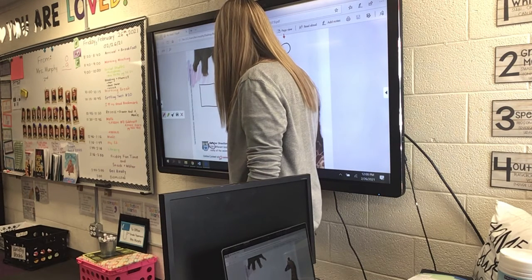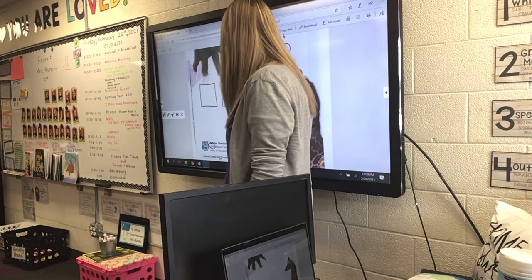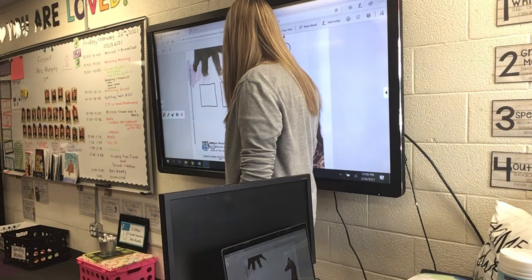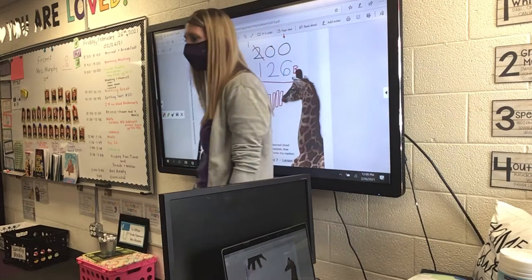I make like itty bitty ones. That's fine. Sometimes mine turn into small ones. I know, mine do too. They aren't as perfect as when I started.